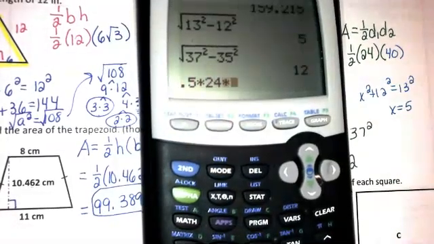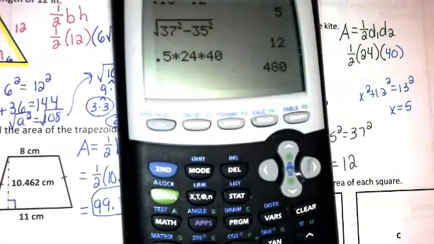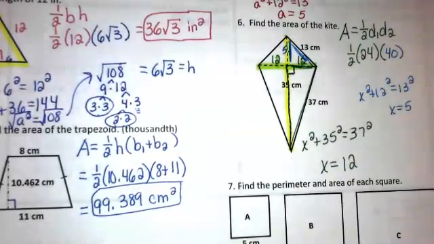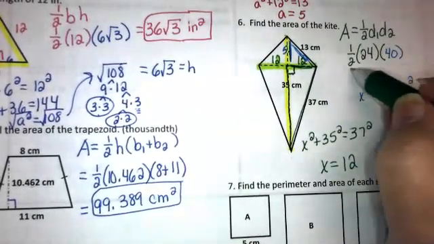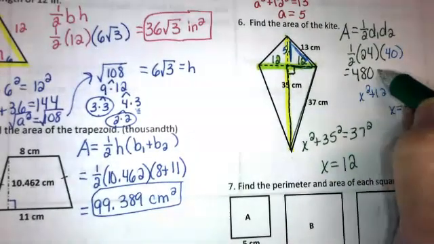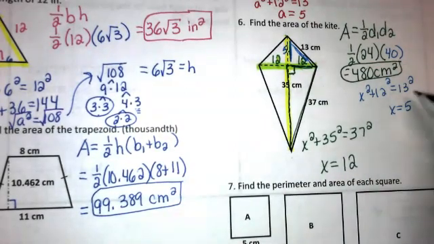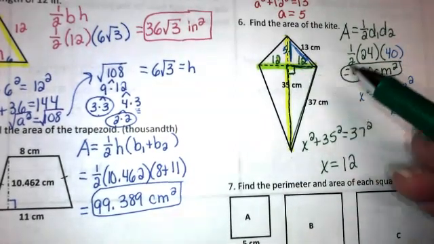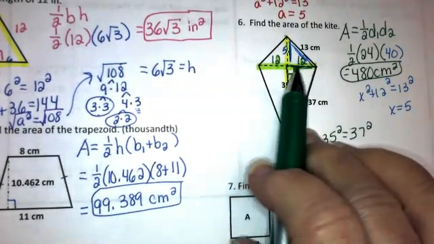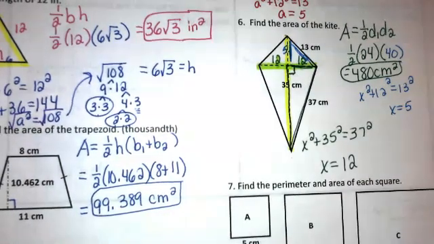1/2 times 24 times 40 is 480. So my answer for the kite is 480 square centimeters. Little Pythagorean theorem to help us find the missing pieces. But remember that that center is a right angle, so that's why we're allowed to do that.